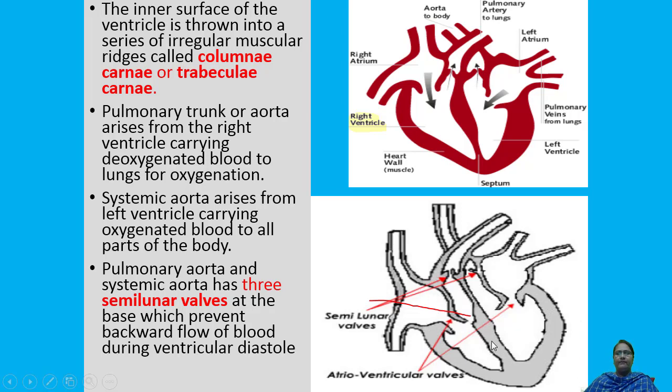Okay, so here we have studied the structure of the heart, then the internal structure of the heart, morphology of the heart, then we have studied the atria and ventricles. Okay, so tomorrow we shall study the next topic. Thank you.